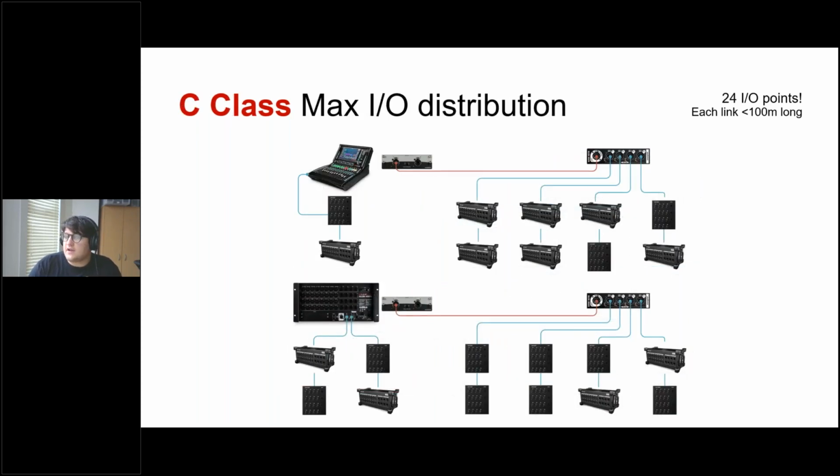In a C-Class configuration, you can still use a lot of endpoints, but given it has slightly less I/O ports, there are slightly less options in terms of the max number of boxes you can connect to the console. And with that, I shall hand back to Val.